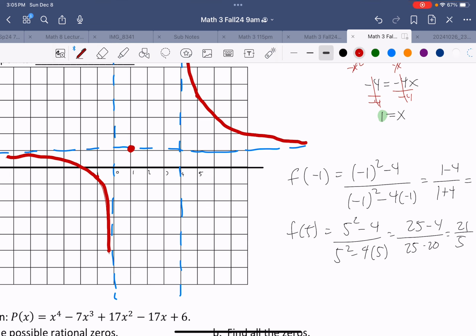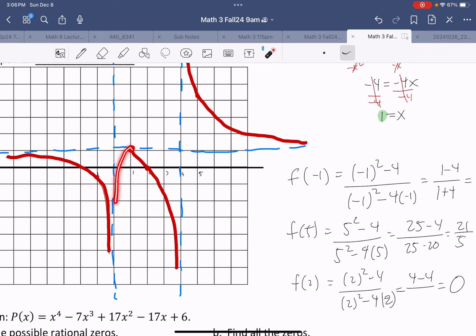So let's try choosing 2. That's going to be 2 squared minus 4 over 2 squared minus 4 times 2. In the numerator, it's actually going to give me 4 minus 4, which is just going to make everything 0. So I know I have a point here, which tells me this graph is going to approach this asymptote. Like I said, it approaches the asymptote from above or below, but it definitely cannot go back to the other asymptote.